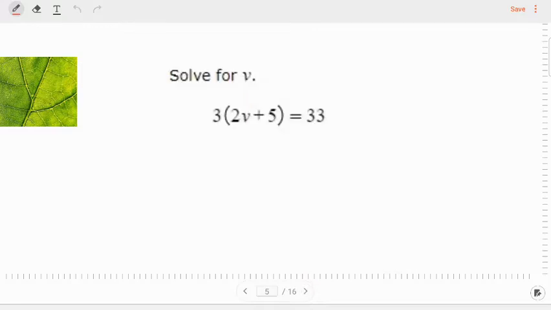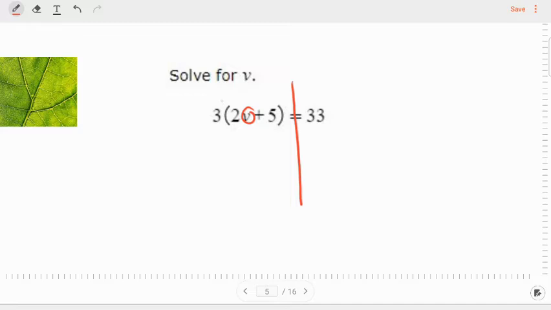I'm going to draw my line down my equal sign before I do anything. Now, to get started, I say that you always have to get rid of whatever is furthest away from my variable. So here's my variable. I need to get rid of 2, 5, and 3. So I need to get rid of this 3.